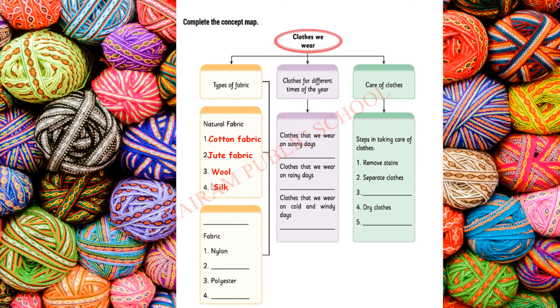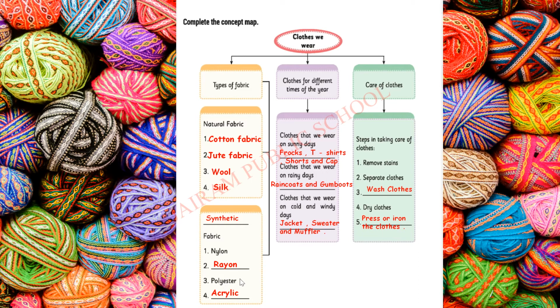What is the other type of fabric? Very good. The next one is synthetic fabric, dears. The synthetic fabric is divided into 4 types. The first one is nylon. The second one is rayon.